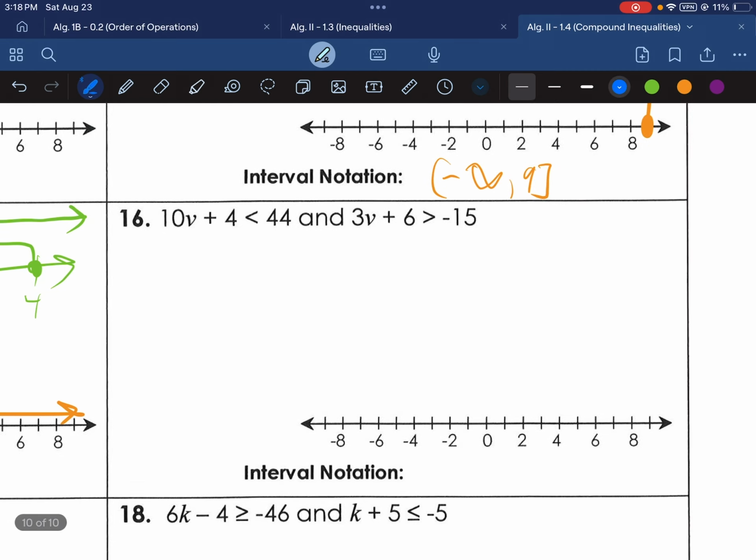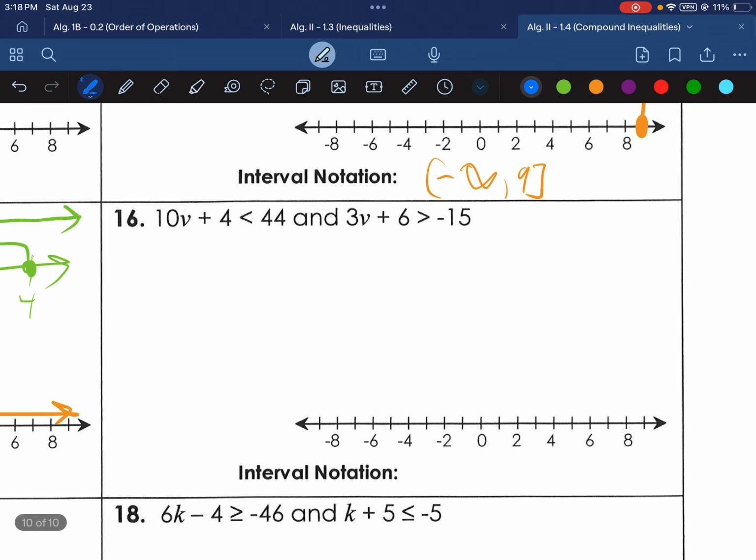Let's work on number 16 here. On number 16, an inequality, or a compound inequality. Working on my left inequality first, I got 10v, subtracting the 4, gives me less than 40.